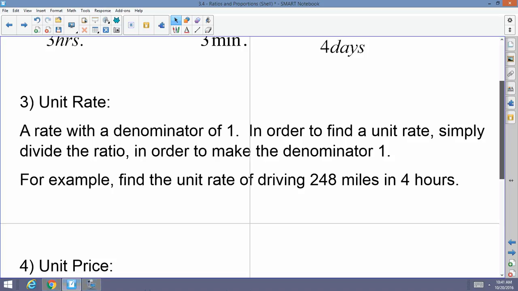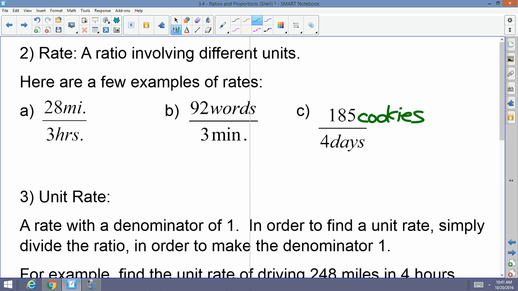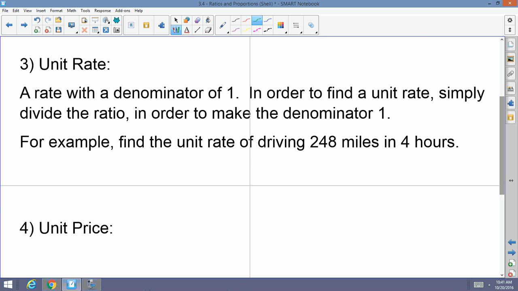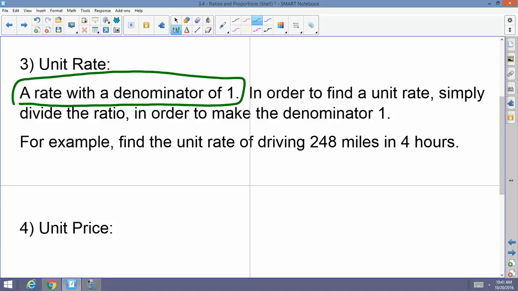I had a long day yesterday, guys, and I guess my brain isn't with me, so let me start that again. We know ratio, we know rate. What is a unit rate? A unit rate is a rate with a denominator of 1. We'll get to unit price in a second. I'm sorry about that. In order to find a unit rate, you simply divide the rate that you were given. So you have a denominator of 1.